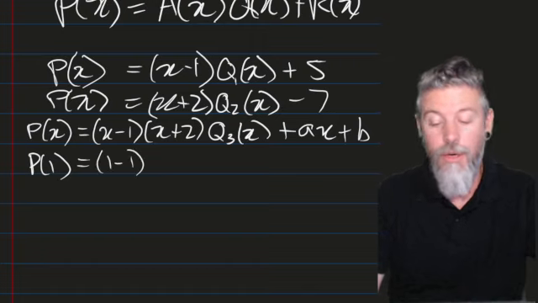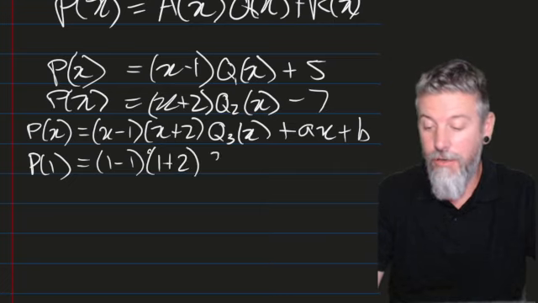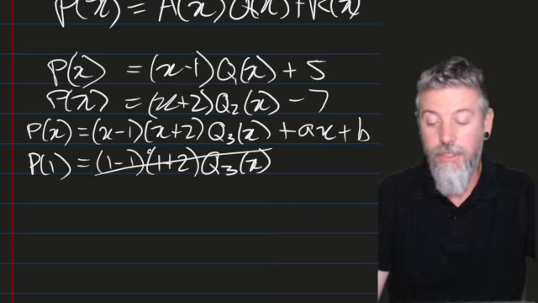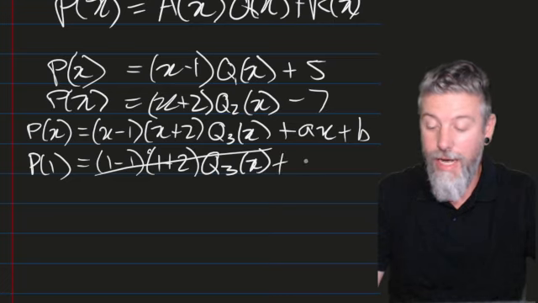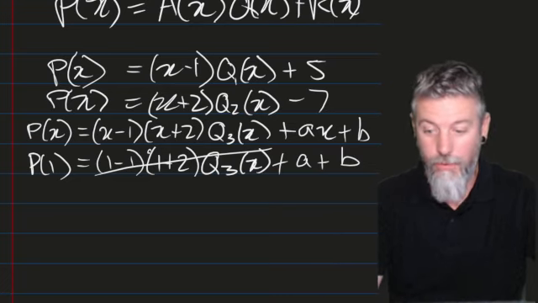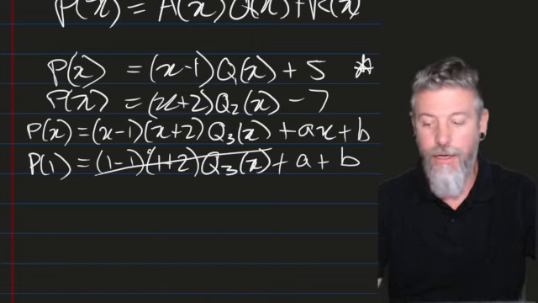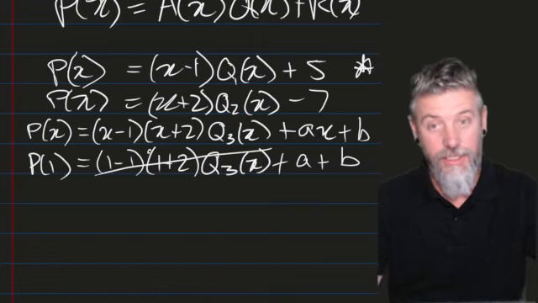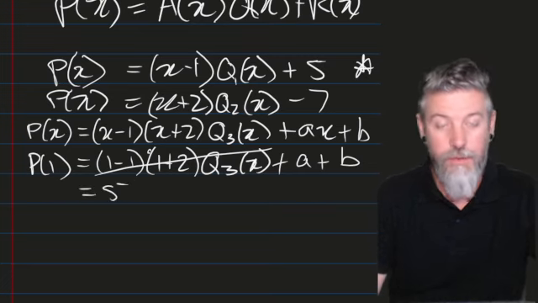1 minus 1 is 0, and that therefore is going to wipe out anything in this section. 0 times anything is gone, but we now need to put a 1 in for our x here, so we end up with a plus b. But we know that p of 1 from back up here had a remainder of 5, so this actually equals 5. So we know that a plus b equals 5.